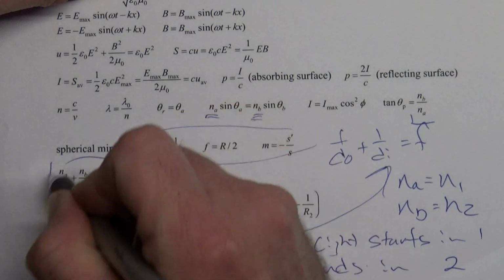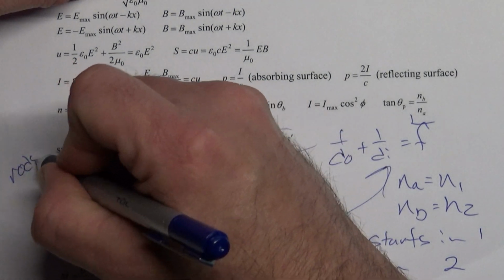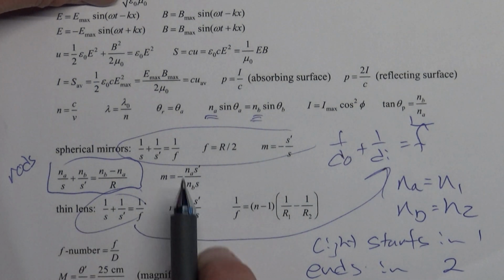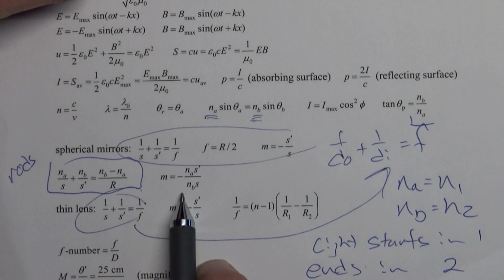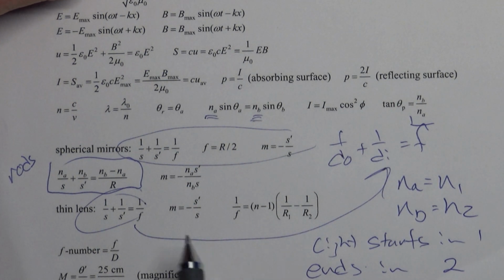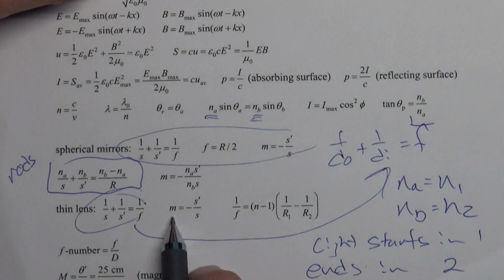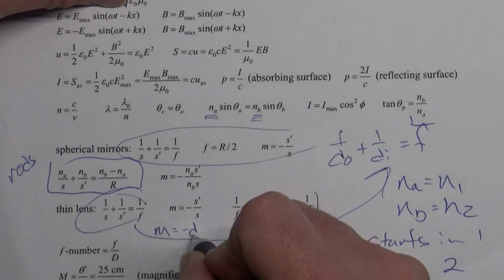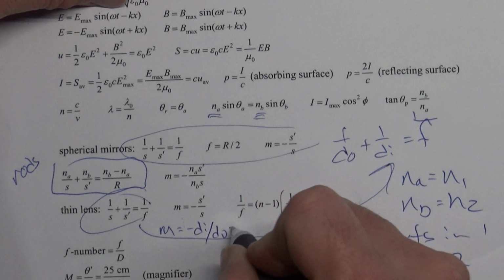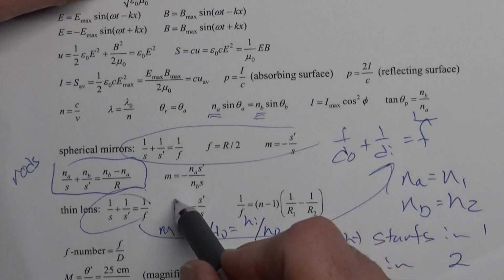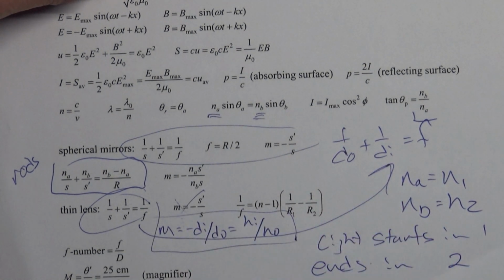This one over here is for rods. It's for a rod with a spherical end. That, I'm not sure what that is. It's magnification of some kind, but I'm not sure what that is. This is what I call DI over DO. So M is negative DI over DO, which is equal to HI over HO. And I don't use this. I use this down here in place of it.